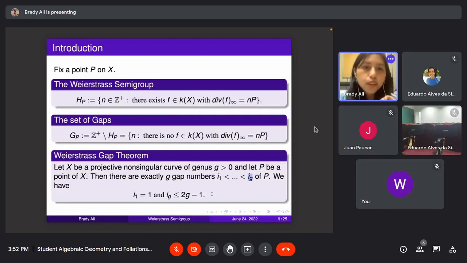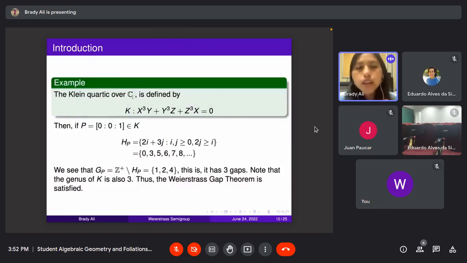So for example, we have the Klein quartic over the complex numbers, and it is defined by this equation. If we take the point P = (0:0:1) in the Klein quartic and we compute the Weierstrass semigroup at this point P, this will be equal to 0, 3, 5, 6, 7, and 8. And we know that the genus of the Klein quartic over the complex numbers is equal to 3. So if now we compute the complement of this set, we have that the set of gaps G_P is equal to 1, 2, and 4. So the cardinality of this set is 3, and we have that the Weierstrass Gap Theorem is satisfied.